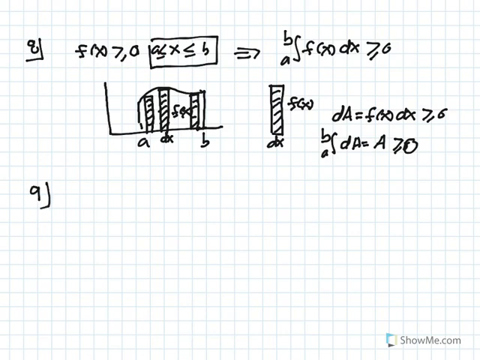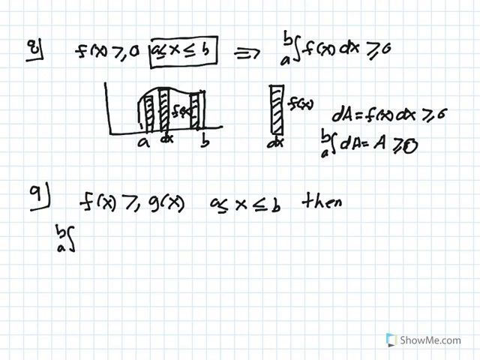Let's look at property 9. Here we have, if f of x is larger than g of x for x between a and b, then the area under f of x should be larger than the area under g of x, from a to b, g of x dx. Let's illustrate this with a diagram.